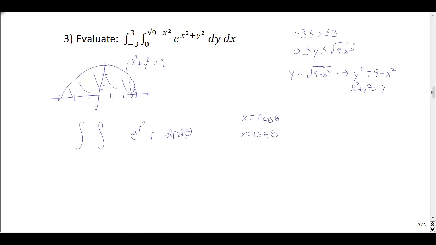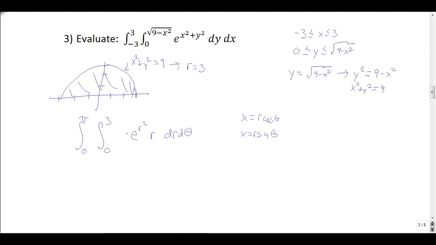What does theta go from and to? Well, from this to here, this is theta equals 0, and I go up to theta equals pi. So theta goes 0 to pi. R starts at the origin and goes out to this circle, which is always 3. So x squared plus y squared equals 9, in polar language, is the equation r equals 3. So these are my bounds, and I get a somewhat nice integral here.